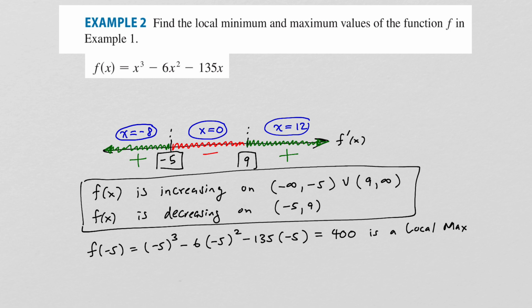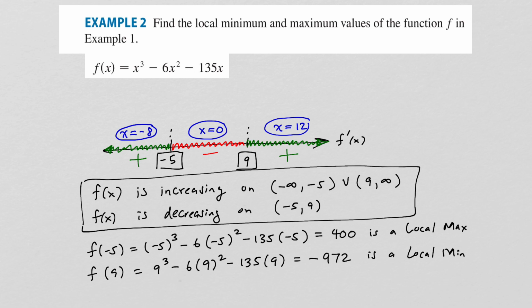Likewise, at x equals positive 9, the derivative changed from negative to positive, which means the function was decreasing and then increasing. And that means we have a local minimum there. So f of 9, which is 9 to the third power minus 6 times 9 squared minus 135 times 9, which is negative 972, this is a local minimum according to the first derivative test.